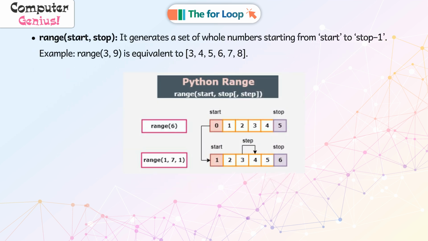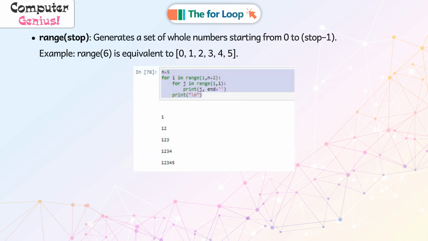range(start, stop) generates a set of whole numbers starting from start to stop-1. Example, range(3, 9) is equivalent to [3, 4, 5, 6, 7, 8]. range(stop) generates a set of whole numbers starting from 0 to stop-1. Example, range(6) is equivalent to [0, 1, 2, 3, 4, 5].